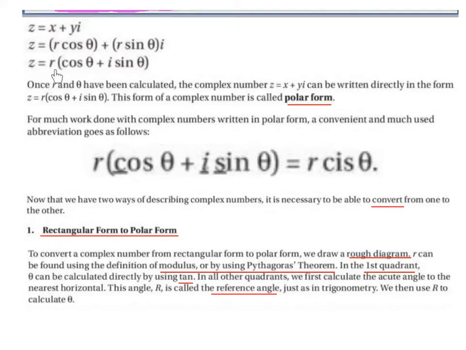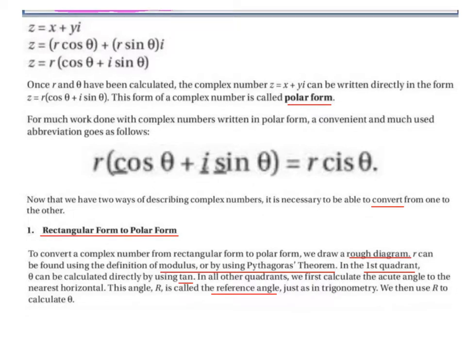So z is equal to r cos theta plus i sine theta. Once r and theta have been calculated, the complex number z equals x plus yi can be written directly in the form of z equals r cos theta plus i sine theta. This form of a complex number is called polar form.